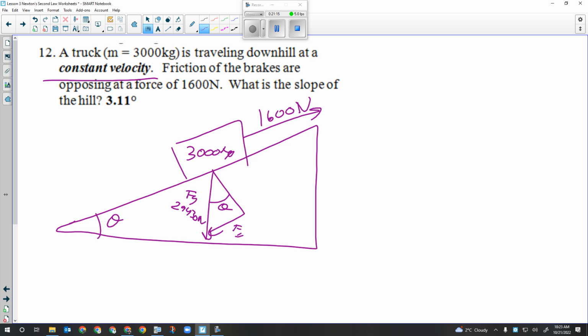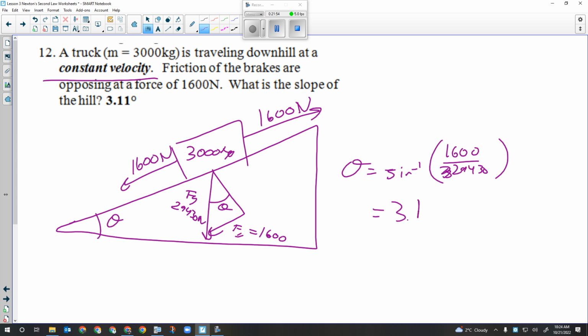Maybe it's 1600 newtons. If this thing's going at a constant velocity, that means that the force up and the force down have to be balanced and cancel each other out, a vector sum of 0. Right, so now I know this side is 1600 newtons. Can I get the angle? Now I got two sides of the triangle, right? So I just go inverse sine, so theta will be the sine to the -1 of the opposite side, 1600, divided by 29,430. And when I do that, I get that this is not a very steep hill, 3.11 degrees.